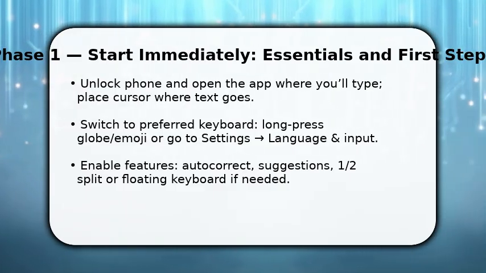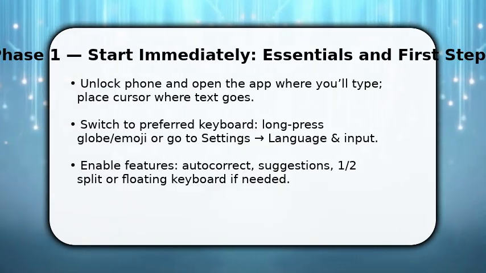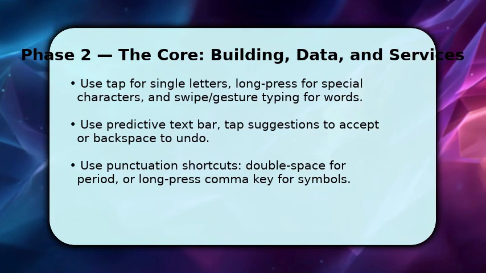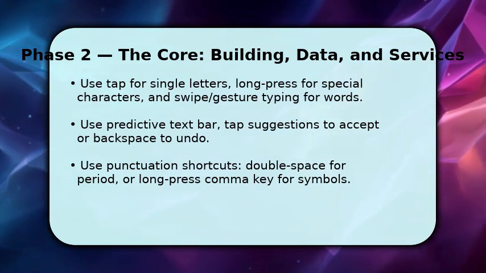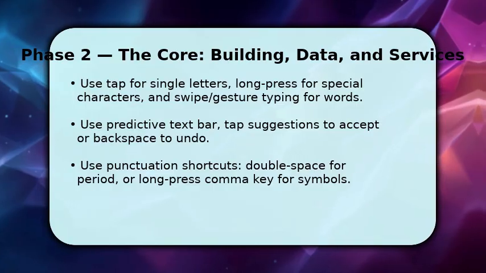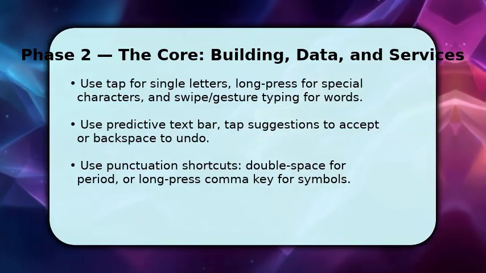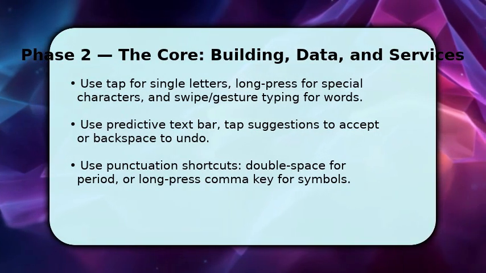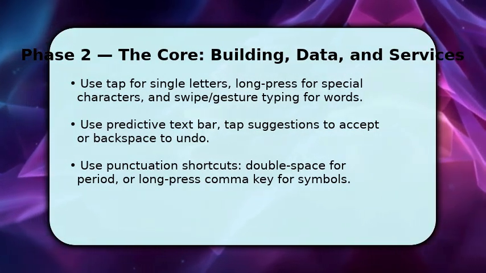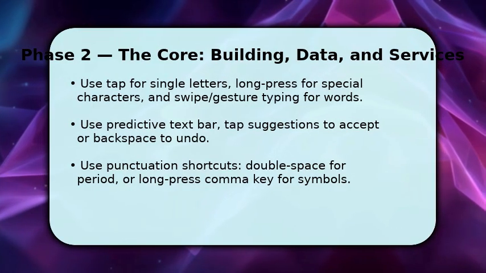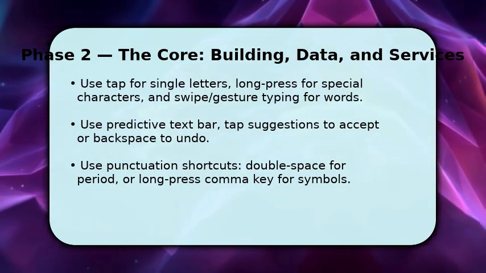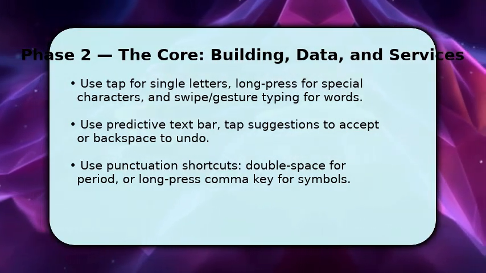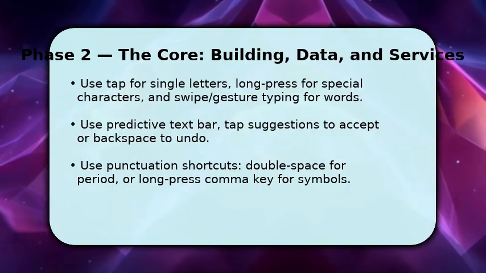You type by tapping keys, but faster options make a big difference. Once you get comfortable, use swipe typing to drag between letters for whole words and long press keys for accented letters or symbols. Make sure to monitor the predictive bar, tap a suggestion to accept it and continue. If it's wrong, hit backspace and type the correction. Use shortcuts like double space to insert a period, and press the number or symbol key to access 0.